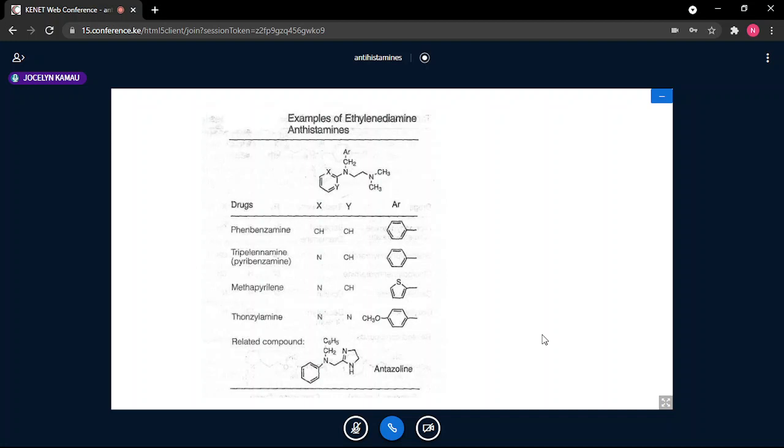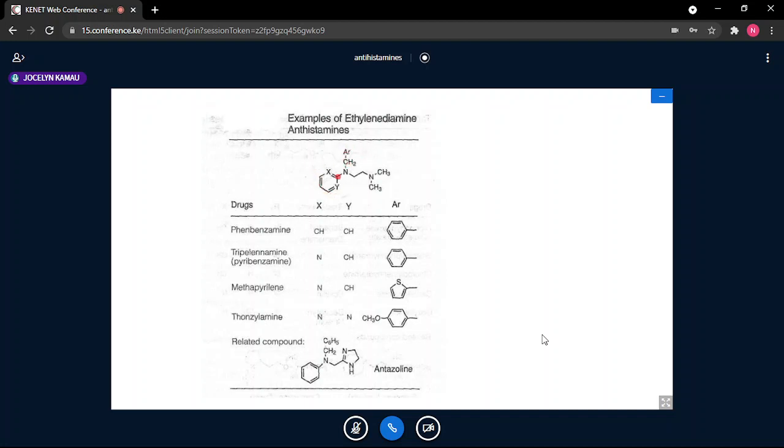Examples of drugs are what we have here. So this is the general structure. If you look at these drugs, all of the ethylene diamines have a benzyl ring. That's how you differentiate them from the others. You can see there's an AR and a CH2. So all of them do have the benzyl ring.